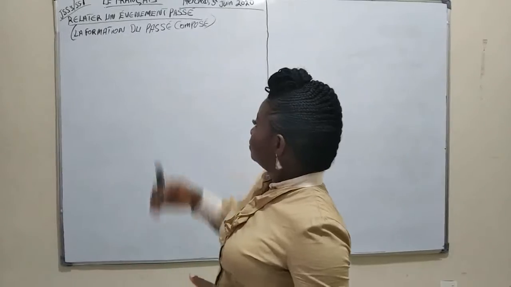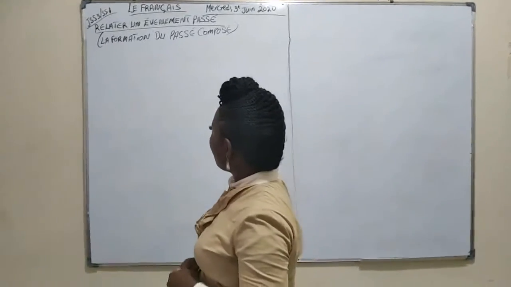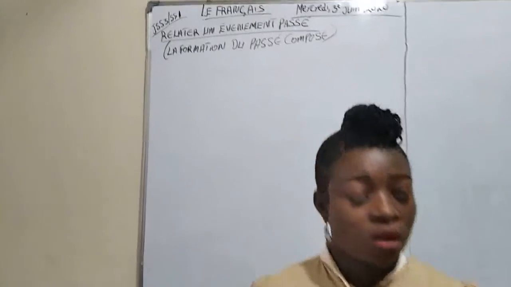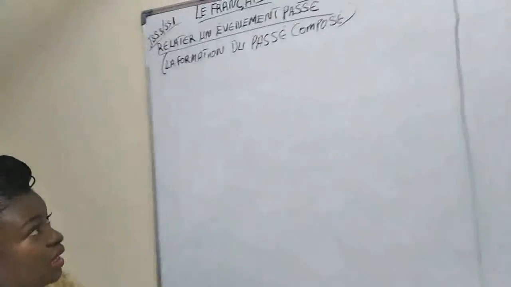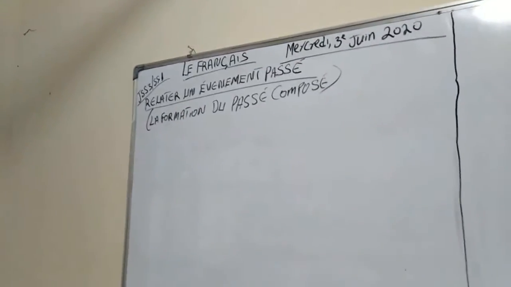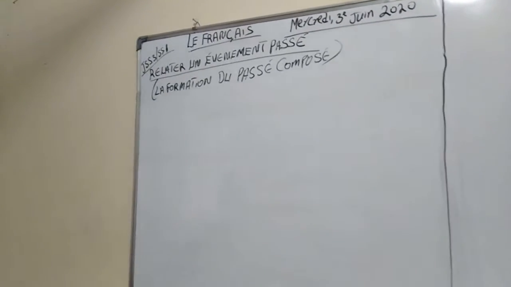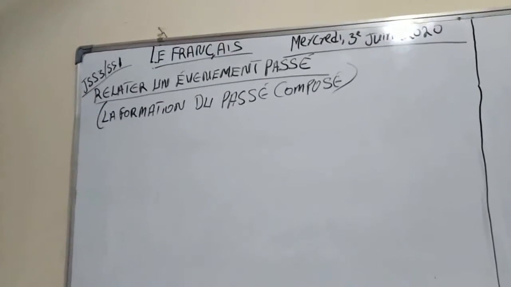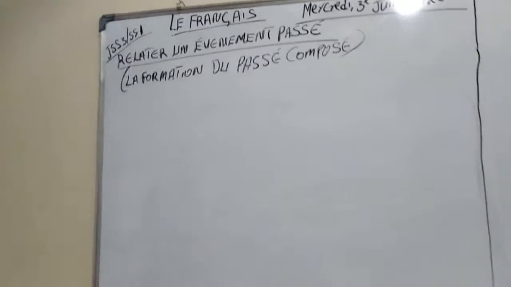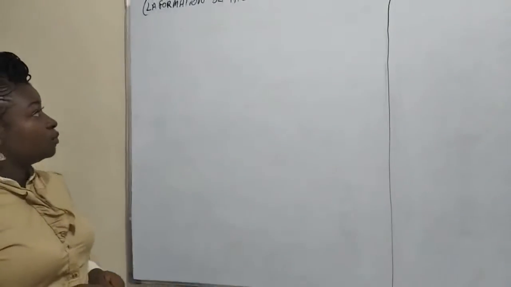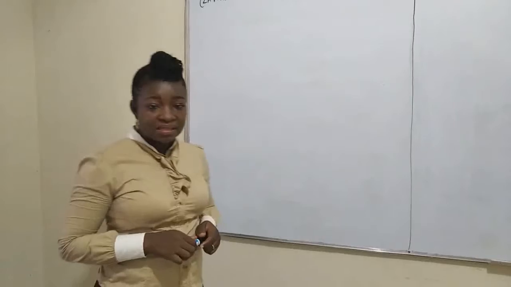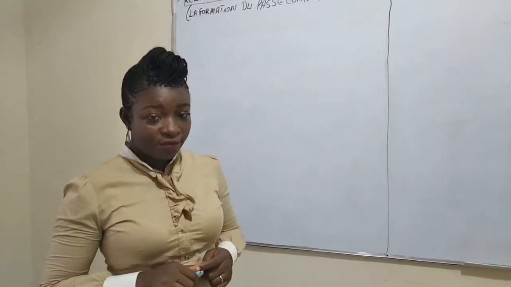Okay, for la formation du passé composé, on the board you can see it is in bracket. La formation du passé composé. That's how to form passé composé. That's how to form past tense in French.